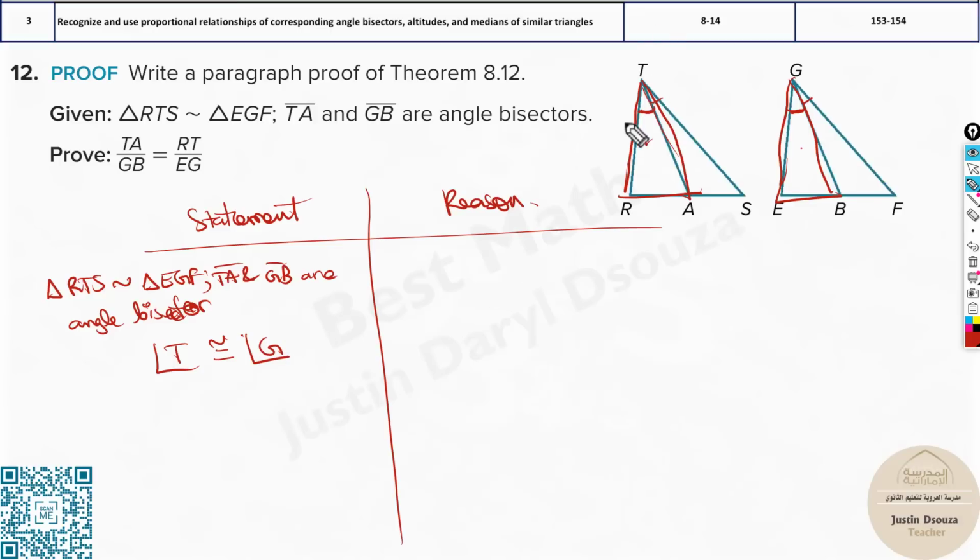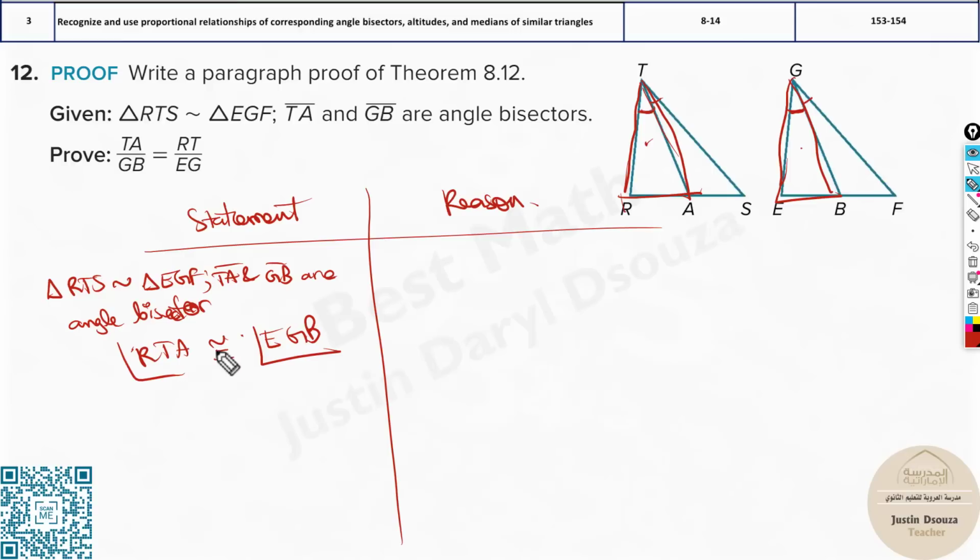But now, it's not angle G we are talking about. We have to talk about half of it. Let me just write this anyways. Sorry guys, I just missed it over here. It is not angle T. We have to talk about which angle? RTA. Why? Because we need half of it, because this is the angle bisector. Let me write it over here. Angle RTA is congruent to angle EGB.